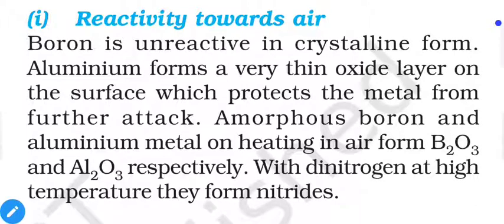Boron in crystalline form is unreactive, but aluminium can easily react with oxygen because it is a metal. So we know that oxidation of metal means corrosion or rusting of metal. When iron comes in contact with atmospheric oxygen and moisture, it will get rusted, or it will form oxide of iron. But oxide of aluminium is a very strong compound.